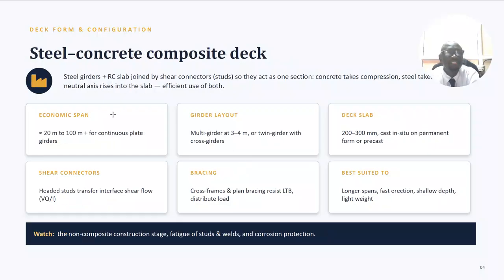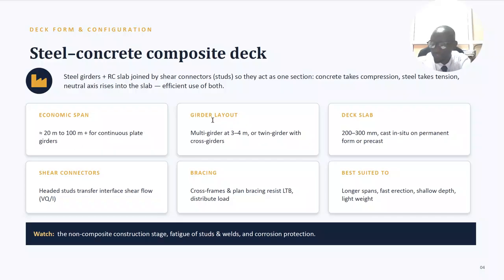We have the steel concrete composite deck: steel girders plus an RC slab joined by shear connector studs, so they act as one section. Concrete takes compression, steel takes tension, and the neutral axis rises into the slab. Efficient use of both. Economic at 20 to 100 plus meters for continuous plate girders.